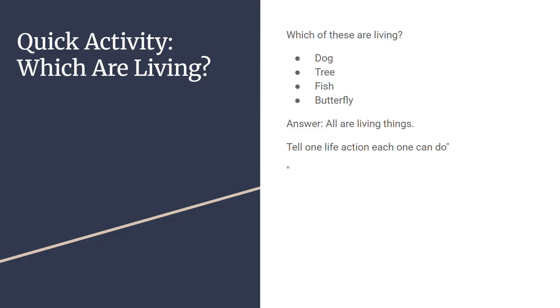Here is an activity for you. Activity means a small question. So what are living things? I have options for you: dog, tree, fish, butterfly. Yes, all are living things.